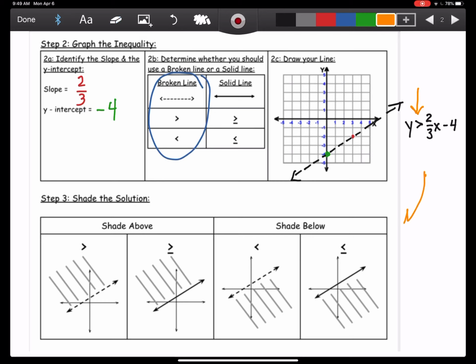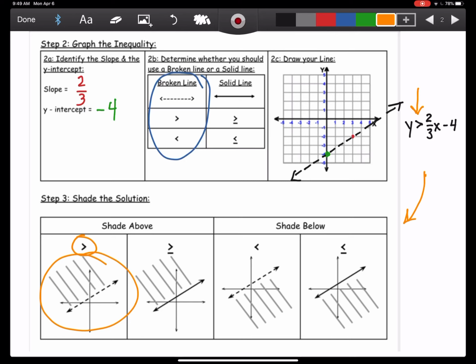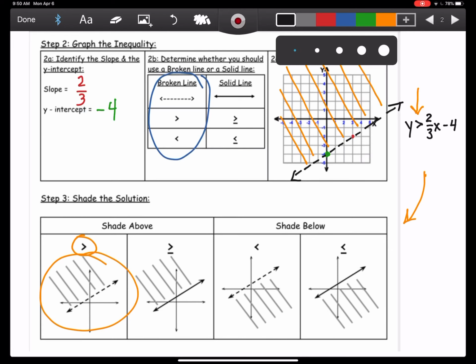So we come down here and we look for the greater than symbol, and we use this model to help us. So this model says that all the points that are greater than or above the broken line are points that are part of the solution. So what we're going to do is just take, I'll do it in gold, shade above the line. So greater than, as long as it's in the form of y equals mx plus b, I shade everywhere above the broken line.